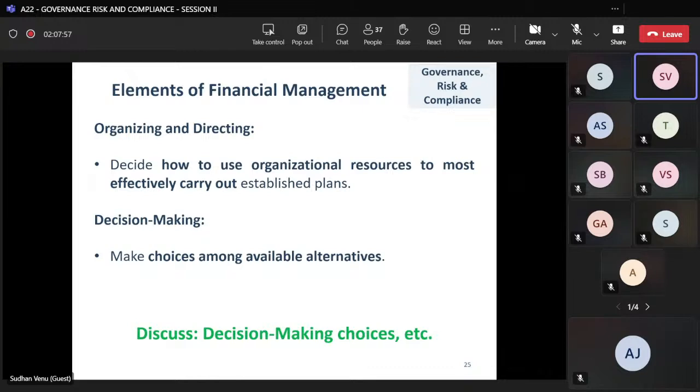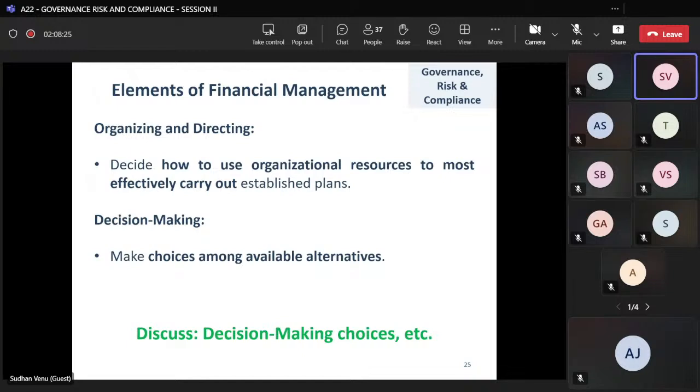The decision making choices will differ based on the elements of financial management: how the planning happens, the controlling process, what factors we are controlling, and how the organizing is done by way of directing. They look into all these factors, and only then are they able to make the decision among choices A, B and C.